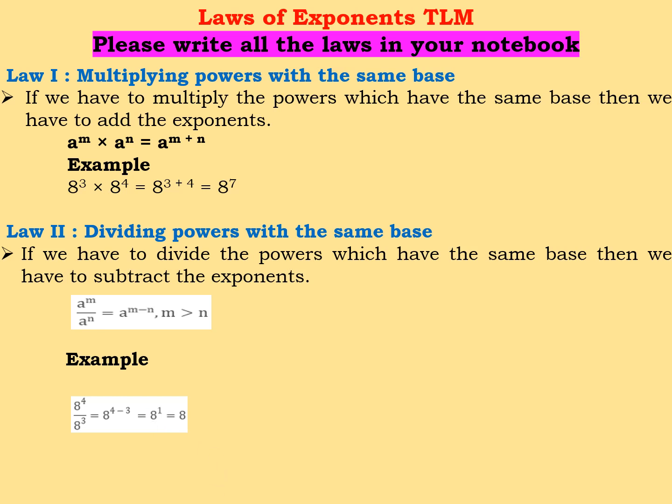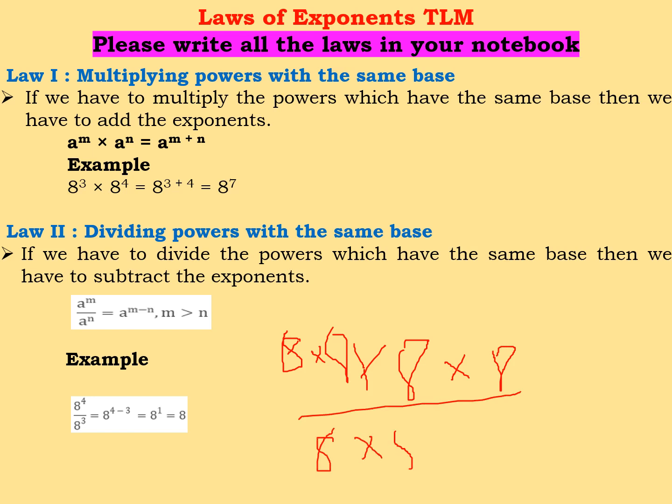This can be further done as follows. a to the power 4 means a into a into a into a, divided by a into a into a. I'm just telling you to make you understand, isn't it? a to the power 4 means 4 times a and a to the power 3 means 3 times a.